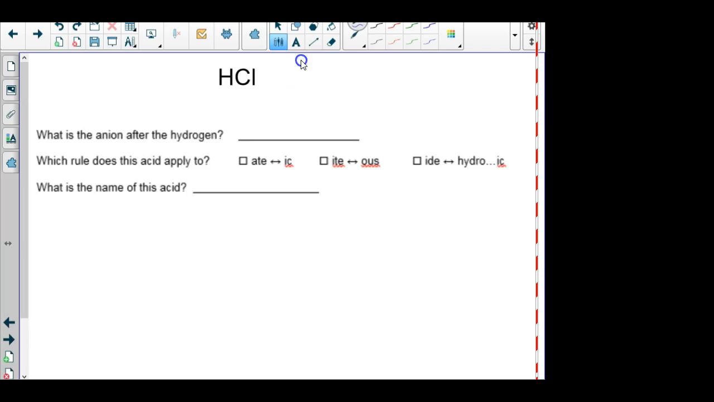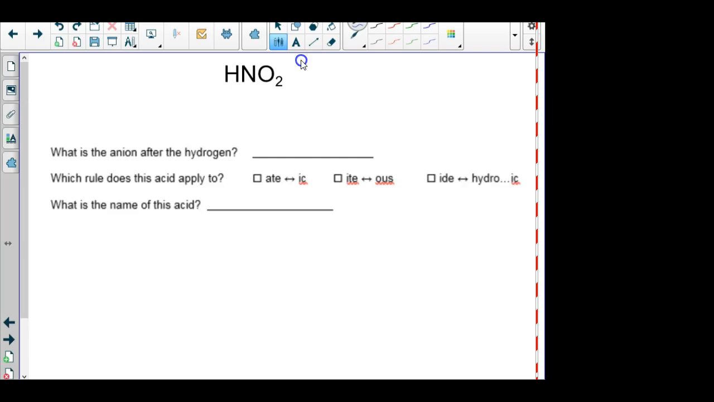Again, we're going to name it as an acid because it starts with the hydrogen. Circle the thing after the hydrogen. I look up on my ion sheet Cl with no other atoms is chloride. So it's an ide to hydro-ic. So we're going to put hydro on the front, drop the ide and add ic acid. So hydrochloric acid probably is the most familiar acid to folks.